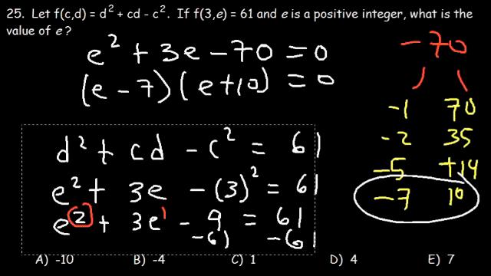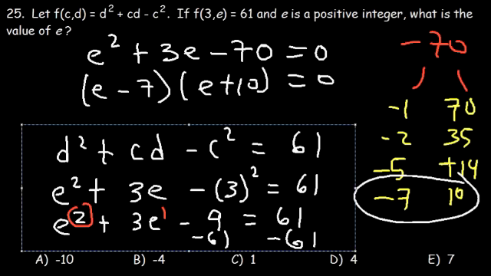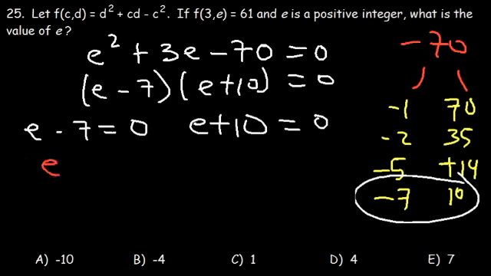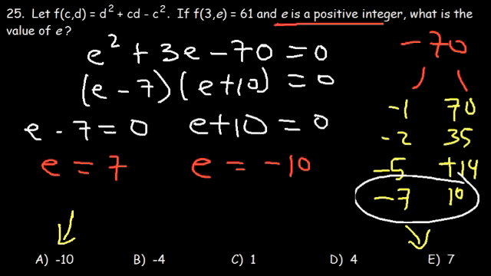So let's make some more space. Therefore, we can write two equations. e minus 7 is equal to 0, and e plus 10 is also equal to 0, which means e is equal to positive 7 and e is equal to negative 10. But notice that we have two answer choices, negative 10 and positive 7. Which one do we pick? Now, if we go back to the question, it said that e is a positive integer, so we can't use the negative value. So therefore, 7 is correct. Answer choice E is the right answer. e is equal to positive 7.